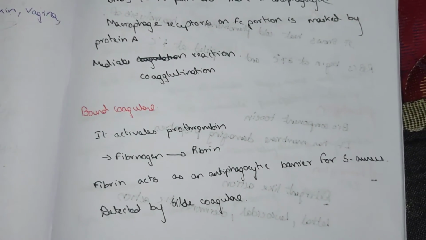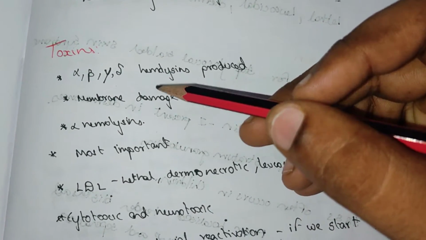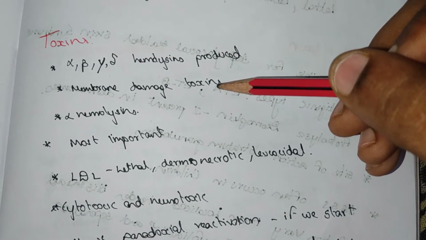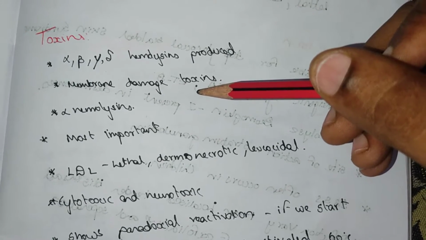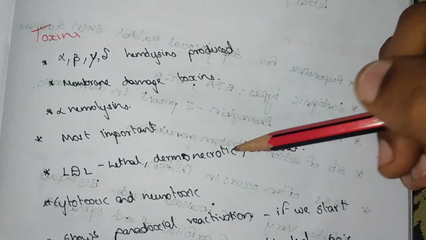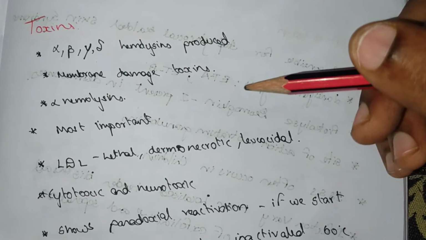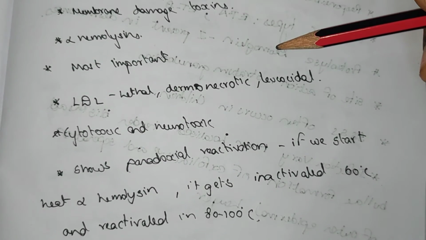Now we will see about the toxins, a virulence factor. Alpha, beta, gamma, and delta hemolysins are produced. These are membrane damaging toxins. Alpha hemolysin is the most important: it is lethal, dermonecrotic and leukocidal, cytotoxic and neurotoxic, and shows paradoxical reactivation.